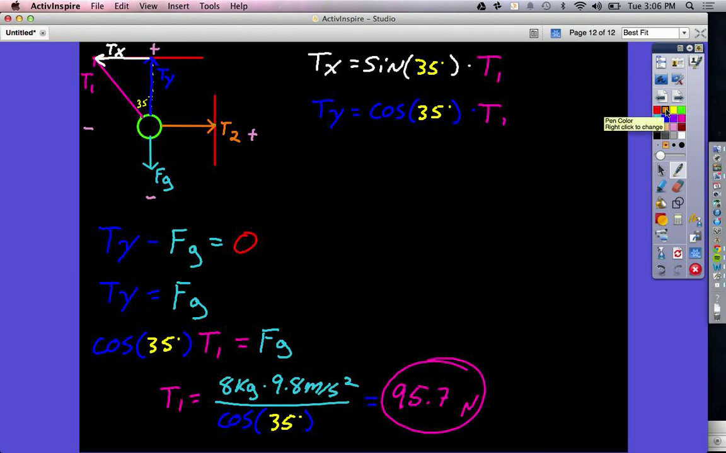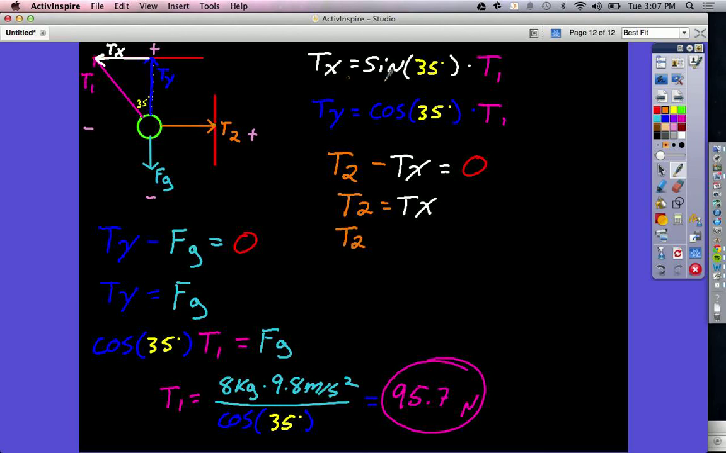Now that I have that, I'm going to go to the left and right directions, and I say, okay, anything going to the right? There is, and that is T2. Anything going left? Yes, there is. That's tension in the x. And since that's all the things going left and right, they add up to be 0, which means that T2 has to equal tension in the x.